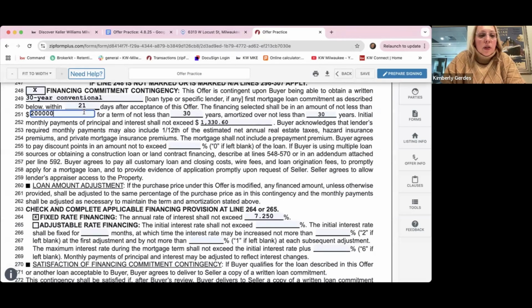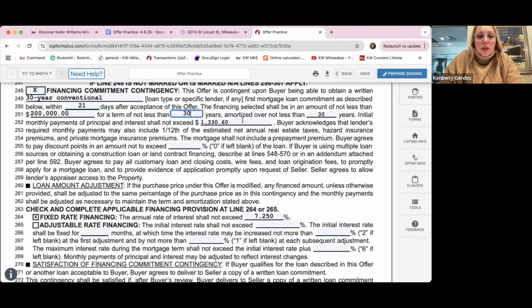But then in line 251 is actually the amount that your buyer is going to be getting a loan for. So this is your purchase price minus your down payment. And we know that Paige is putting 20% down. Therefore, if we're offering $250 minus 20% down, which is $50,000, our mortgage is going to be for $200,000. We're getting a 30-year loan. So the term is not less than 30 years. It's going to be amortized over 30 years.